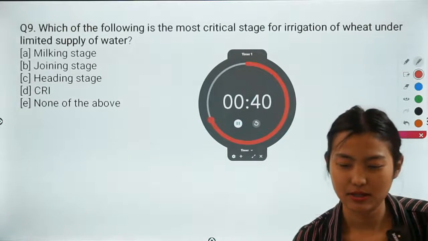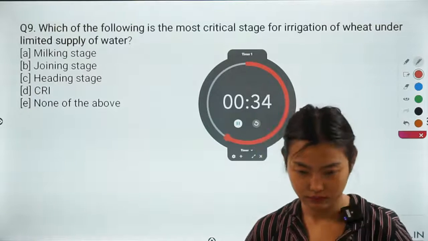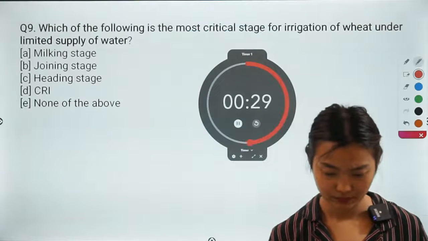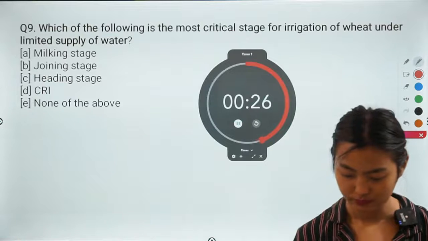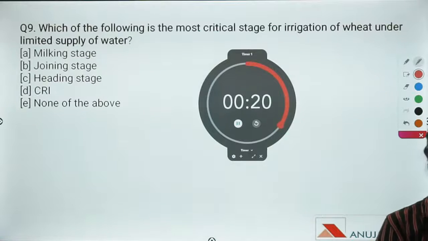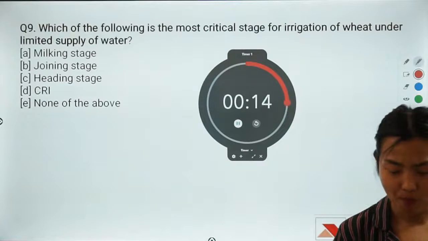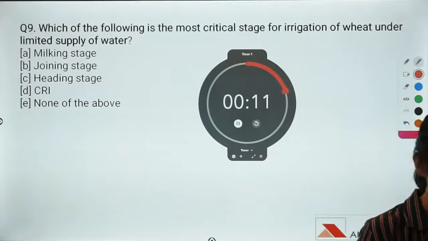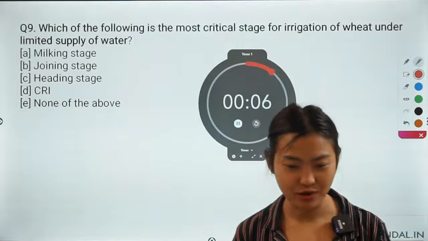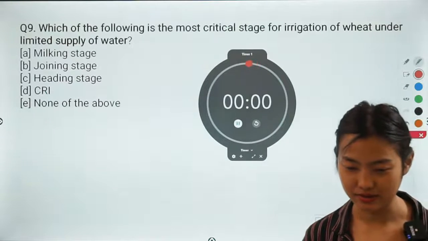Nilesh is saying D, which is CRI. Vaishali is saying CRI, Anurag is also saying D. Nilesh Rathore is saying A. Dave is saying C.